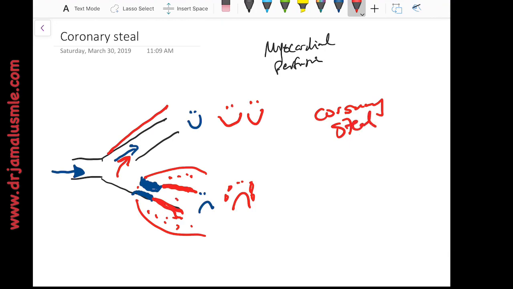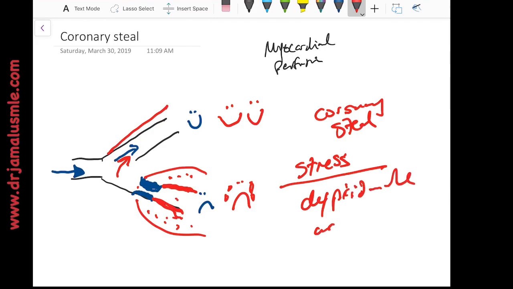Now, some agents that we use during stress test imaging or myocardial perfusion imaging work through this pattern. One of them is dipyridamole. The other one is adenosine. The other one is regadenoson.